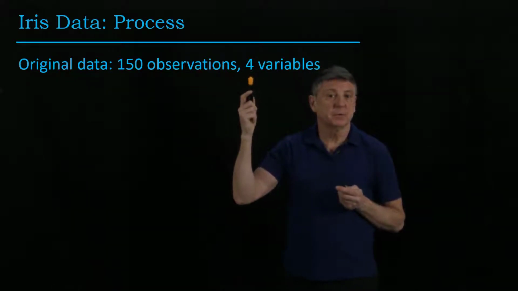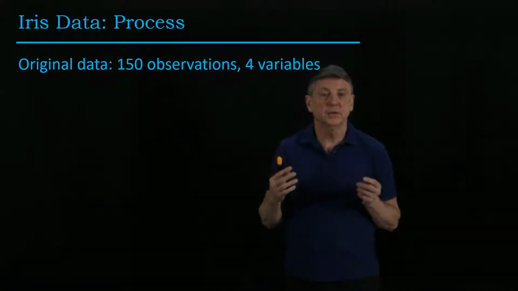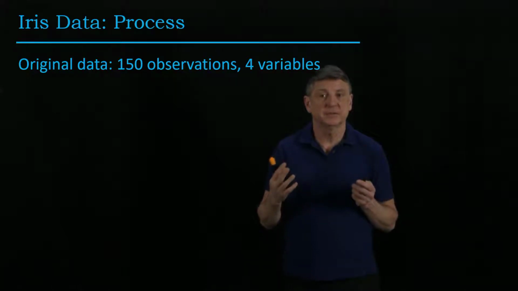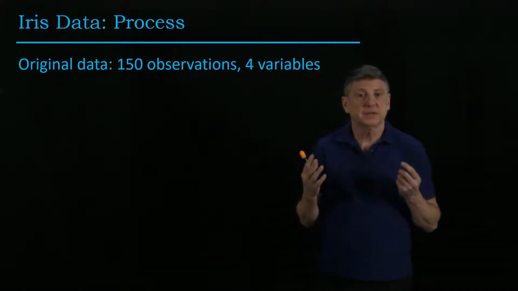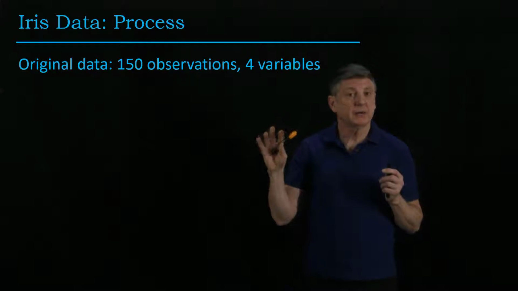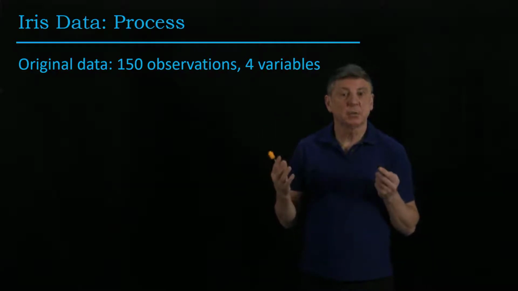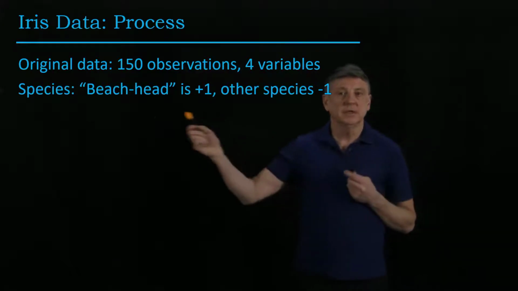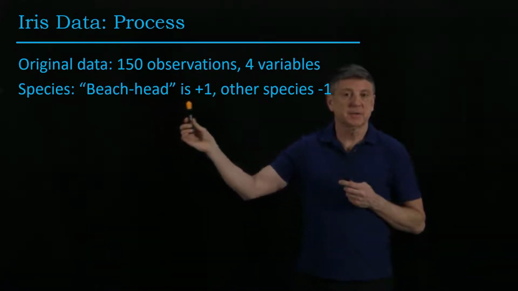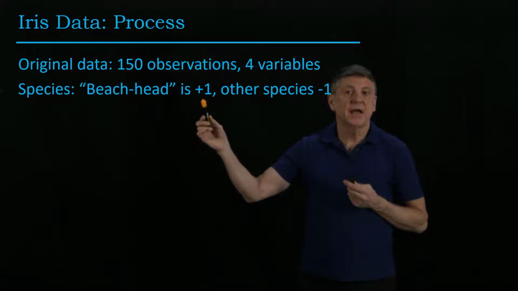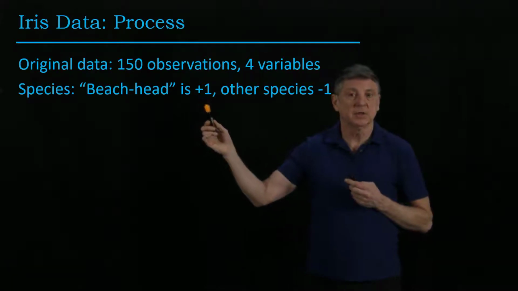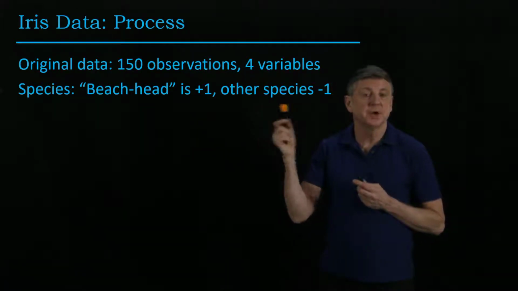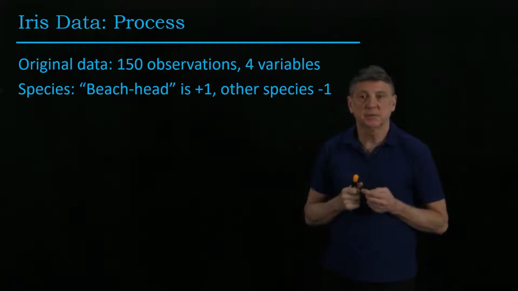There were 4 variables. These were the length and width of the petals and the length and width of the sepals. Previously, what we've done is we've divided out the petal data or the sepal data. Now we'll leave this as a 4-dimensional data set. We'll label the beachhead type, which is Iris setosa, as our +1 label, and the other 2 species will gather into a single -1 label.